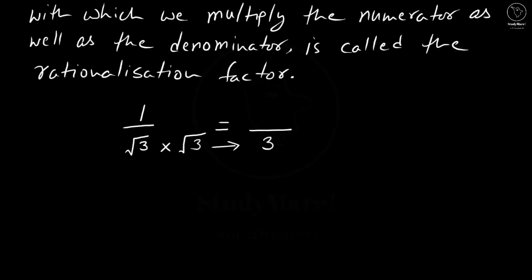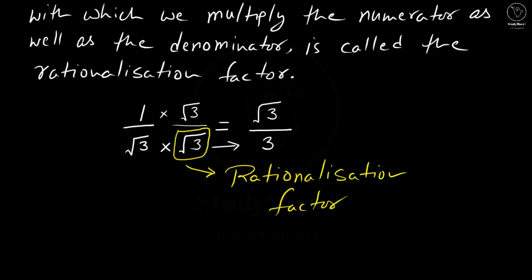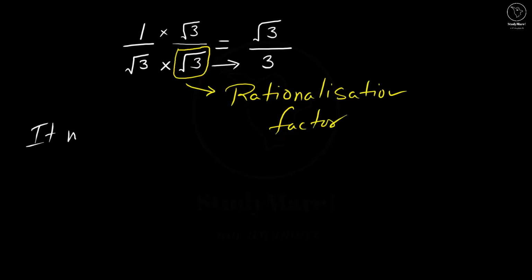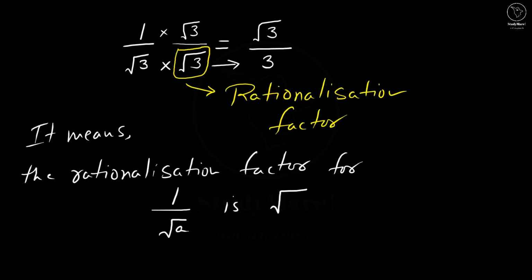So we multiply root 3 into the denominator as well as the numerator so that the value of the fraction remains the same. We get root 3 by 3. Look at the denominator. There is no radical sign of any order. Thus, the denominator is rationalized. Root 3 is the rationalization factor in this case. It means the rationalization factor for 1 by root a is root a, which we can use to solve all the similar questions which are in this format.